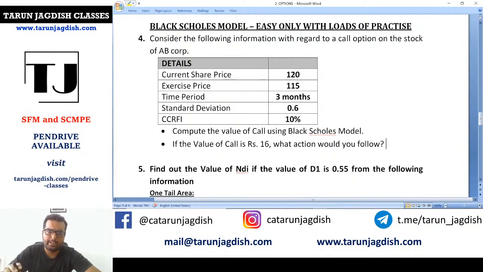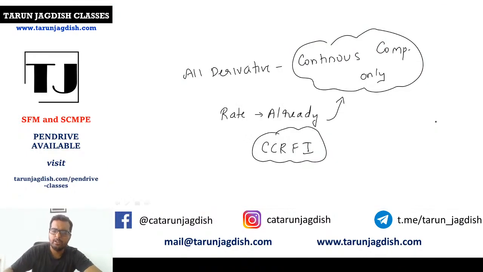They have given the share price as 120, exercise price is 115, duration 3 months, standard deviation is 0.6, and CCRFI is given as 10%. They are asking you to find out the value of a call using what model? Using the Black-Scholes model. So friends, 3 months means 3 by 12. 3 by 12 is 0.25.